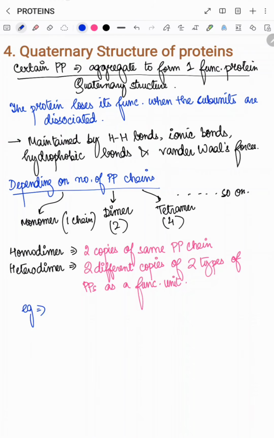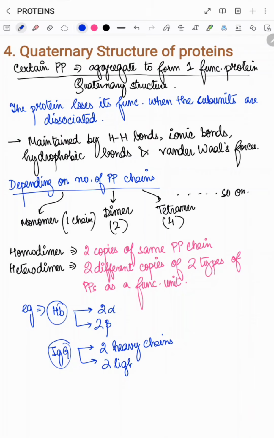We can see this in the hemoglobin molecule, where it has two alpha chains and two beta chains. Even we can see this in immunoglobulin G, where it has two heavy chains and two light chains. An example of a dimer is creatine kinase, while an example of a tetramer is lactate dehydrogenase enzyme.